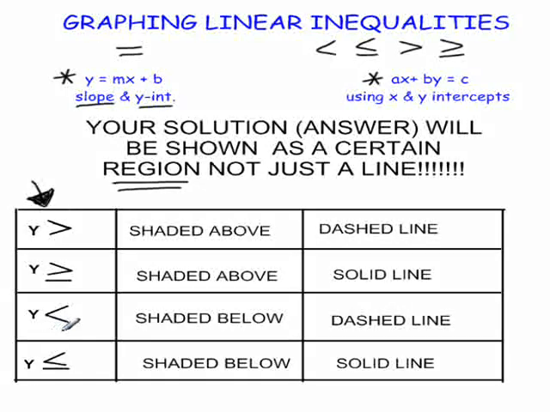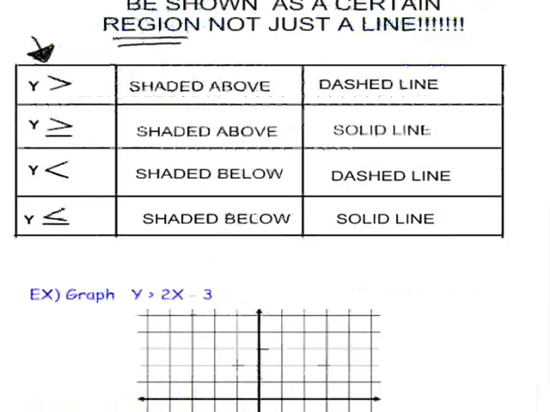If you have y is less than, you will shade below and you will have a dashed line. And last, if you have y is less than or equal to, you will shade below and you will have a solid line. Now let's get into some problems and actually look at this.